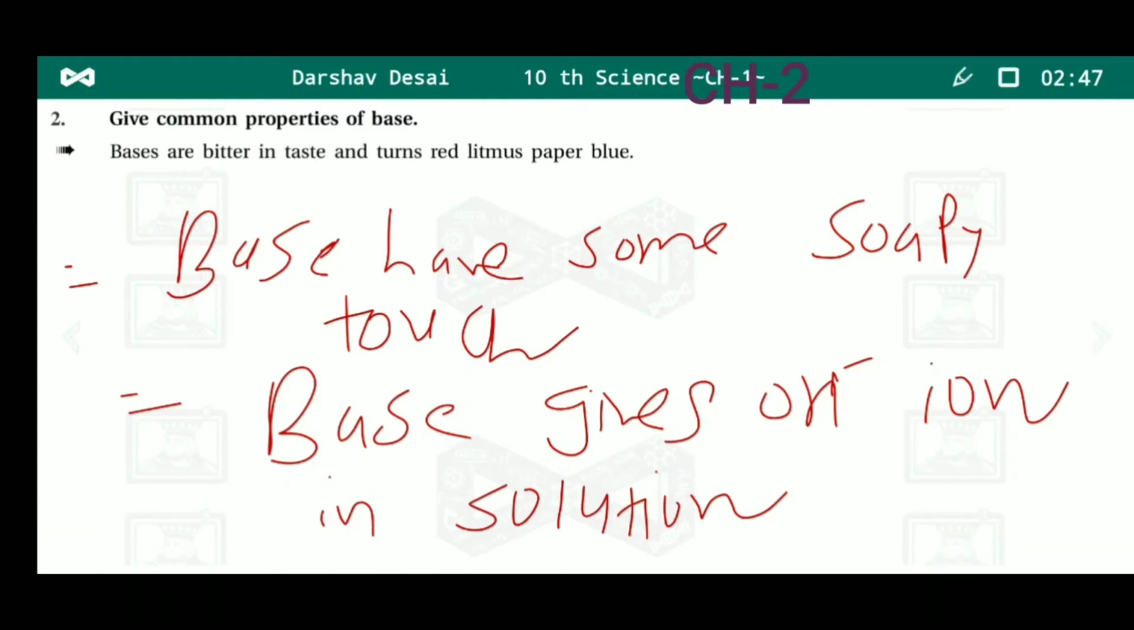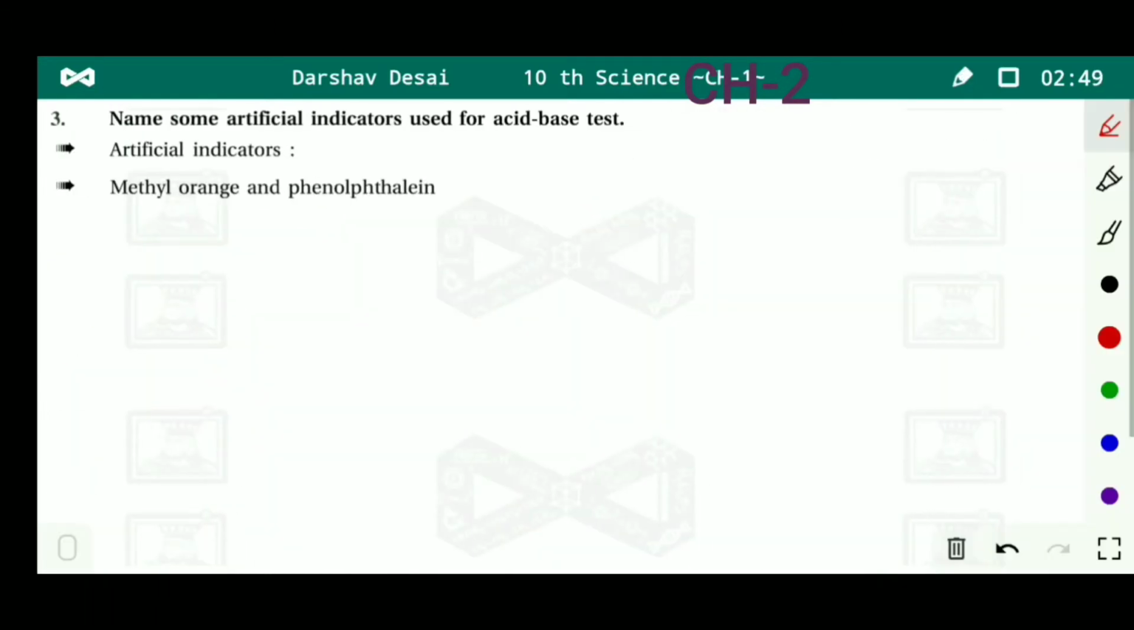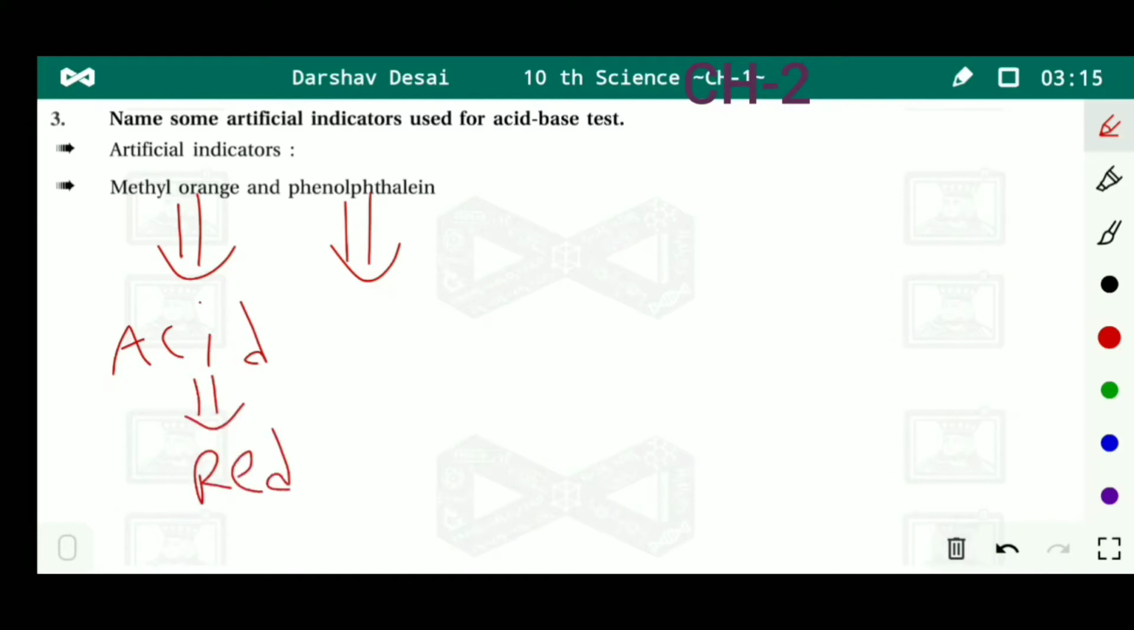Okay, now we know some artificial indicators used for acid and base tests. Artificial indicators are in our syllabus. Two artificial indicators are used: methyl orange and phenolphthalein. Clear? In acid solutions, methyl orange gives red color. This is a very important topic for 1 mark.